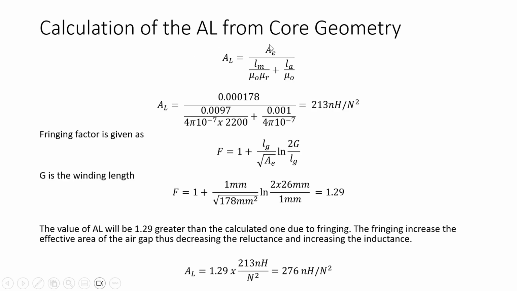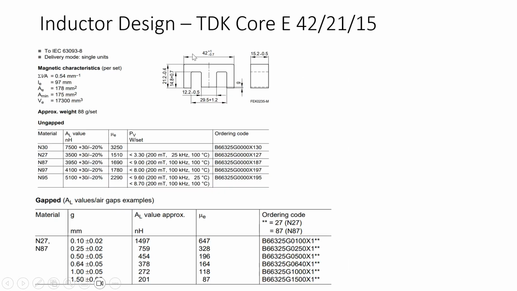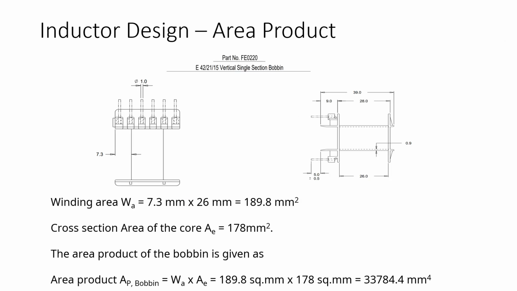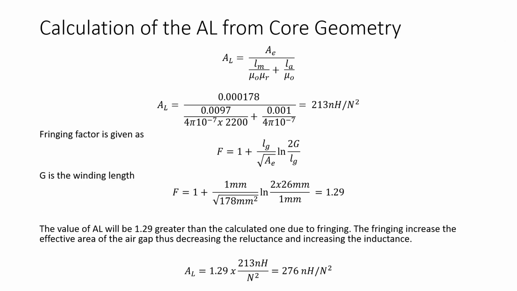when we want to select a particular core and a bobbin for any application. So here I have shown the calculation of the AL, which is shown on the slides. This AL value can be calculated with the help of the core size. So I have shown here how to calculate it. This is the formula to calculate the AL value.